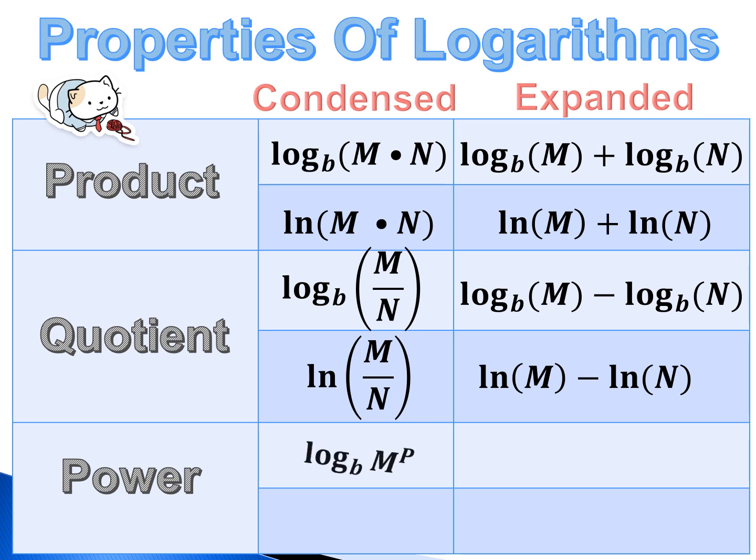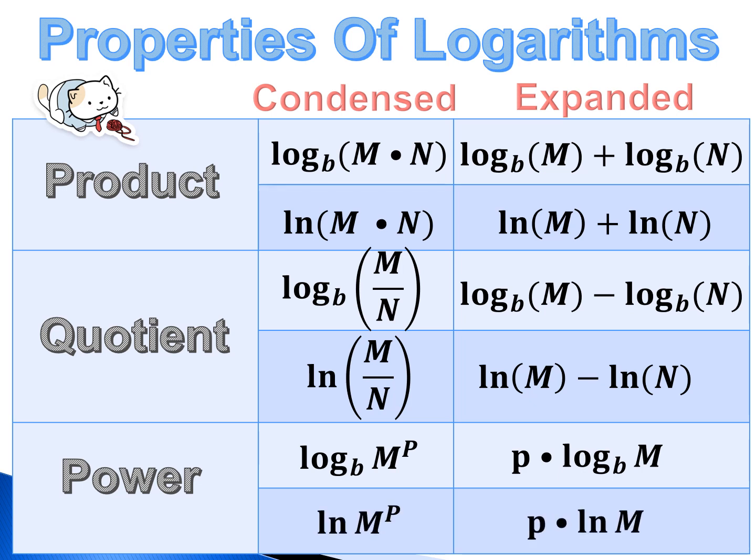Let's talk about the power property. The power property says that if I have log base b of m to the p power, then we can take that exponent and bring it down and put it right in front of the log. So I can take that exponent and turn it into a multiplication of exponent times that log. Conversely, if I have p times log base b of m, I can take that p-value and send it up and make it an exponent of the argument. And again, just showing you that these rules hold true for the natural logs as well.